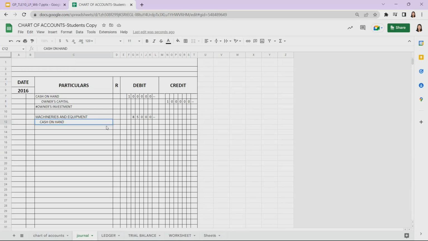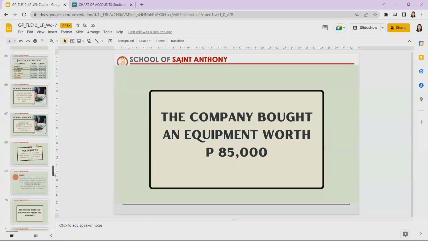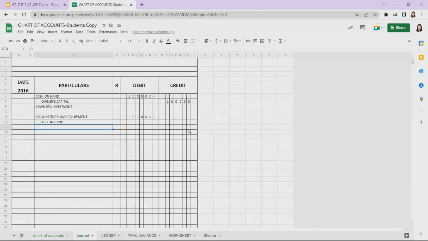Why is your cash on hand written on the credit side? Kasi po, we bought machineries and equipment. Bumili tayo. Nung bumili tayo, anong pinambili natin? Cash. Ano nangyari sa cash natin nung bumili tayo? Did it increase or decrease? Decrease. Nabawasan yung cash natin kasi bumili tayo. Anong account si cash on hand? Asset account. Anong sabi sa rules ng debit and credit? Whenever asset decreases, it must be written on the credit side. So that is why we have credit, cash on hand. Magkano yon? We bought it for 85,000.